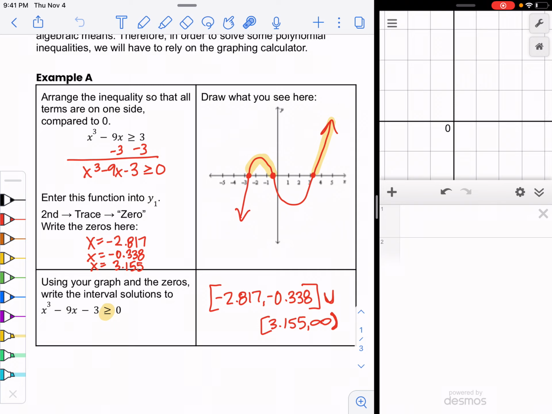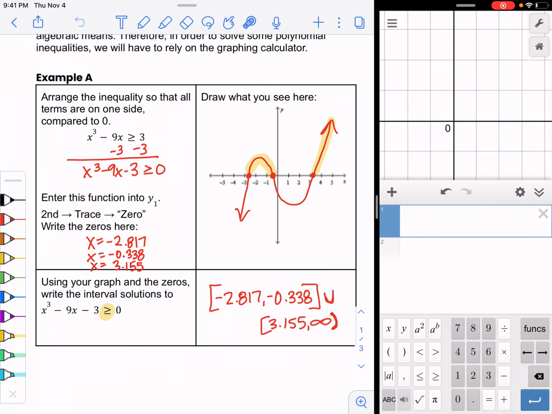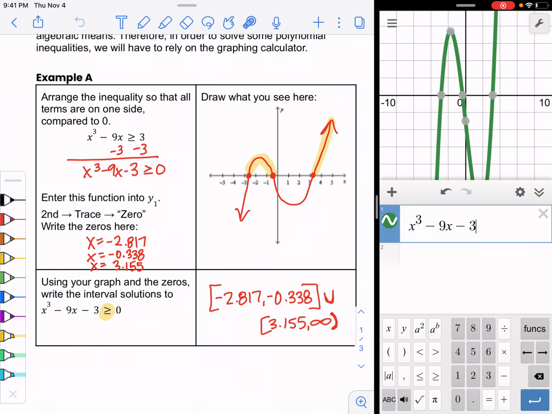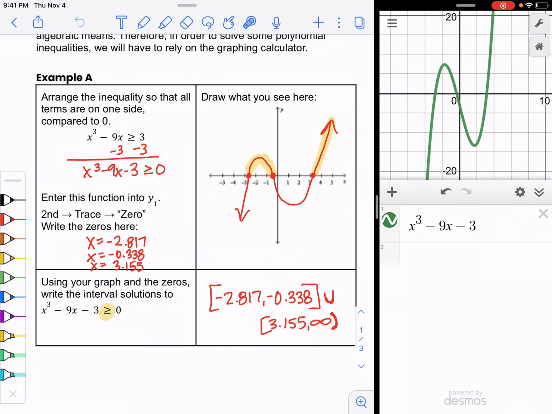So we're going to enter the function into y1. These directions are for the TI-84. So you can learn to use that. I'll include a video on Canvas. But we're going to go ahead and type it here in Desmos, x to the power of 3 minus 9x minus 3. So we can see here, I'm going to click the home button, and we can see that it does create that x to the third shape.